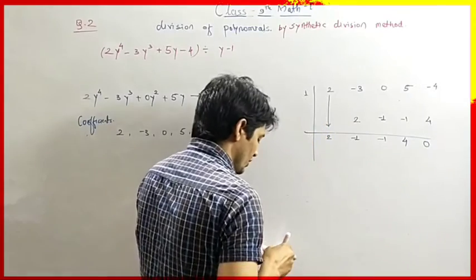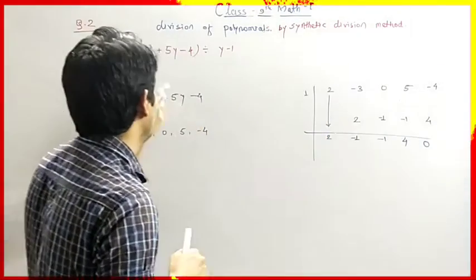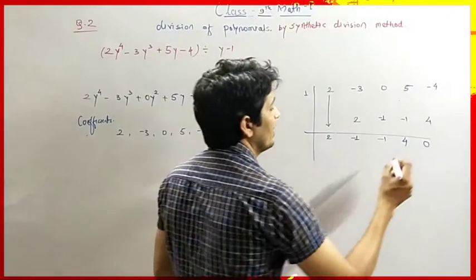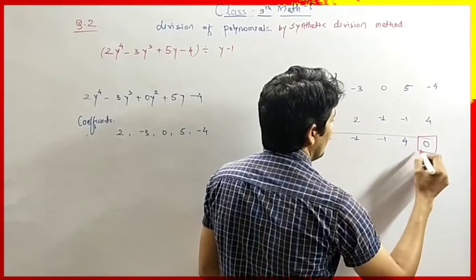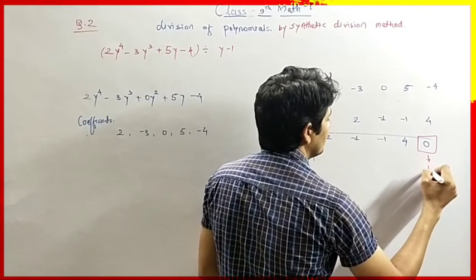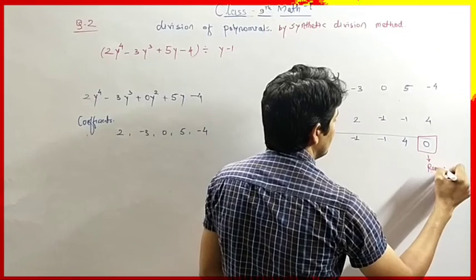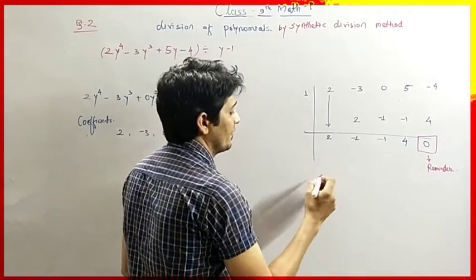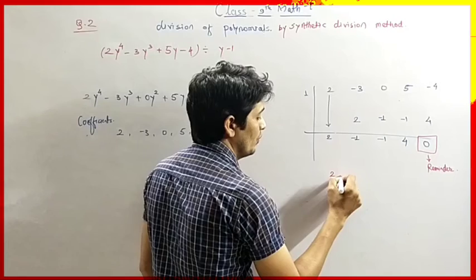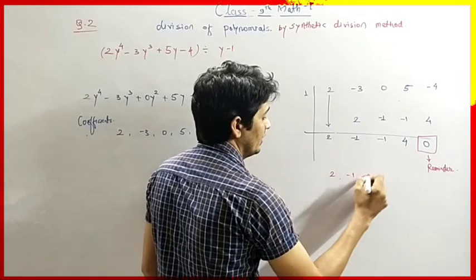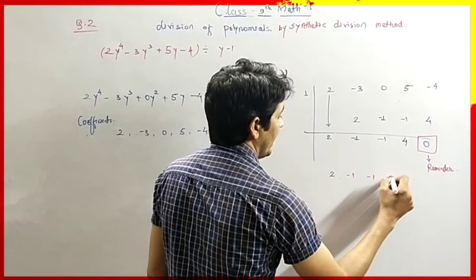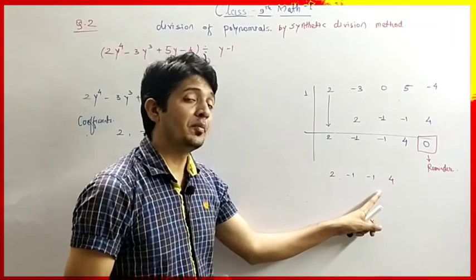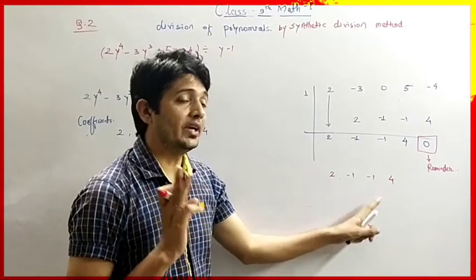So when we divide this polynomial by y minus 1, we will get remainder 0. So it is our remainder. The remainder is 0. Now we have these 4 numbers, which are 2, minus 1, minus 1 and 4. See, again we have 4 numbers. That means the power of y will be 3.